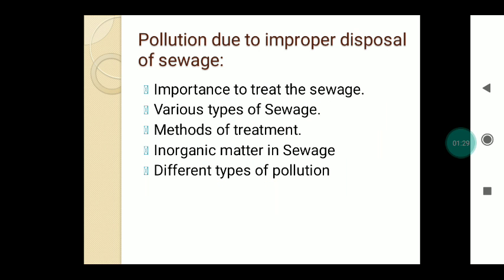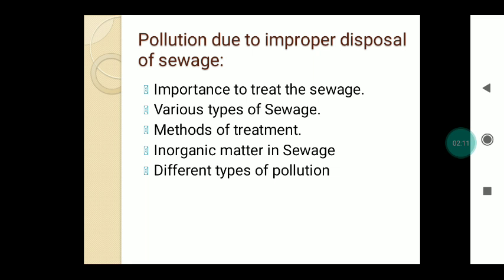In that, first one, pollution due to the improper disposal of the sewage. It is very important to treat the sewage before it is discharged into a natural stream. When we treat the sewage, it becomes safe for aquatic life as well as all living organisms. It is very essential to reduce the solid matter from the sewage. It is also useful to remove the nuisance-causing matter, that is, it reduces the fly nuisance or breeding of mosquitoes.